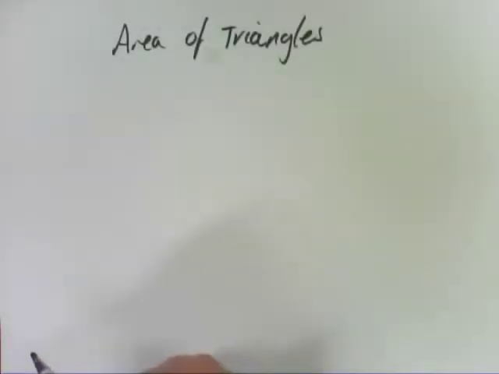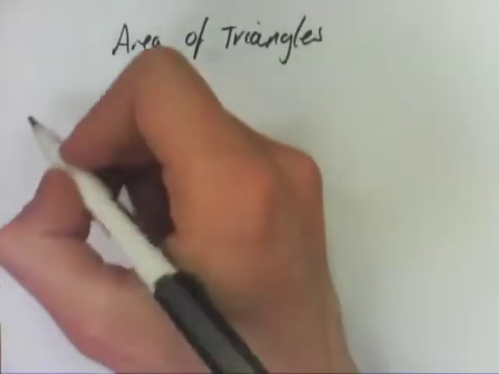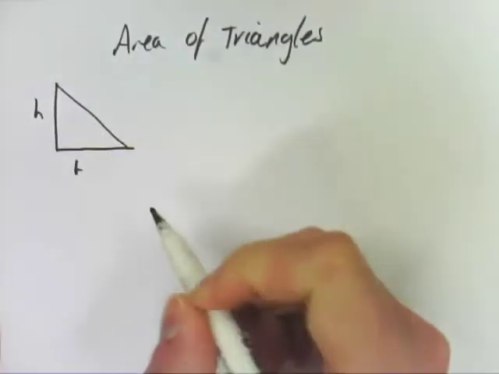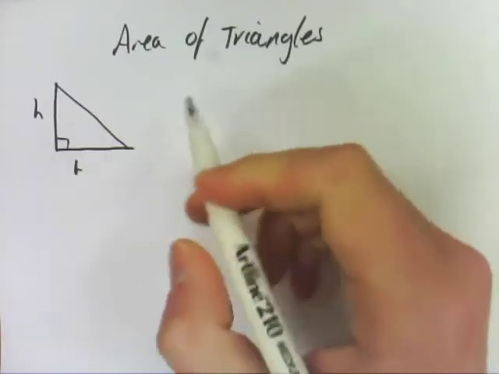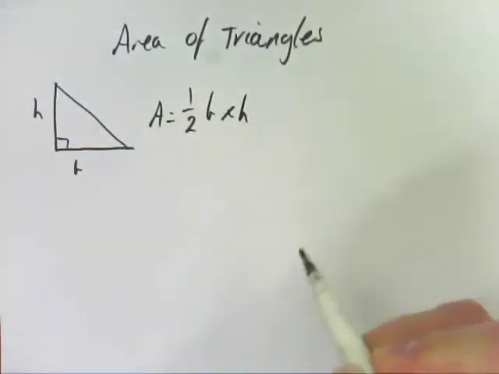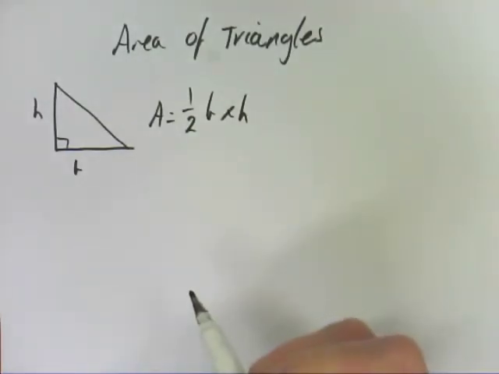You have three options when trying to work out the area of a triangle. If you have the base and the height, so perpendicular, there must be a right angle, you can just use the area equals half base times height. The same old rule we've always used.